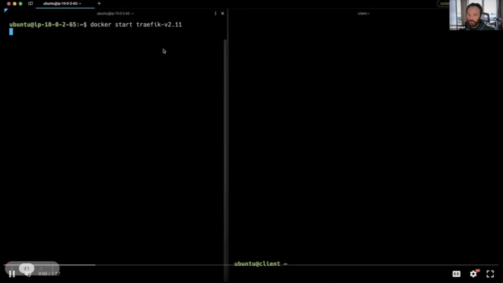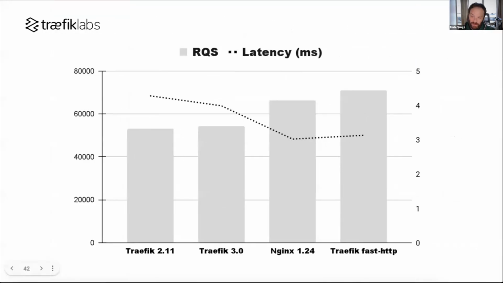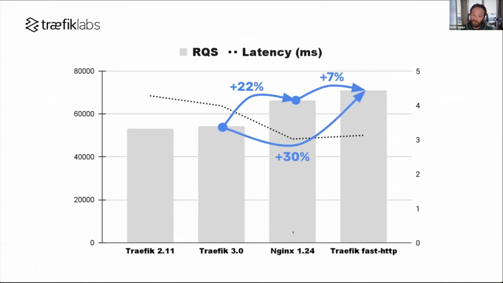So yes, that's better than Traefik 3, obviously, but that's also better than Nginx. Nginx was 22% faster than Traefik 3, but Traefik fast HTTP is 77% faster than Nginx, which is mind-blowing. And it's even better if we compare to Traefik 3, which is 30% more performant.